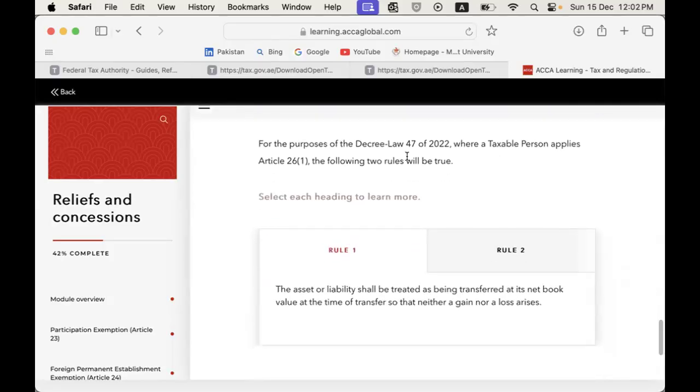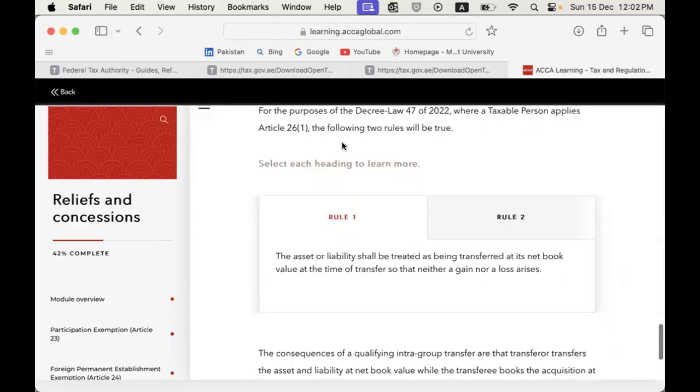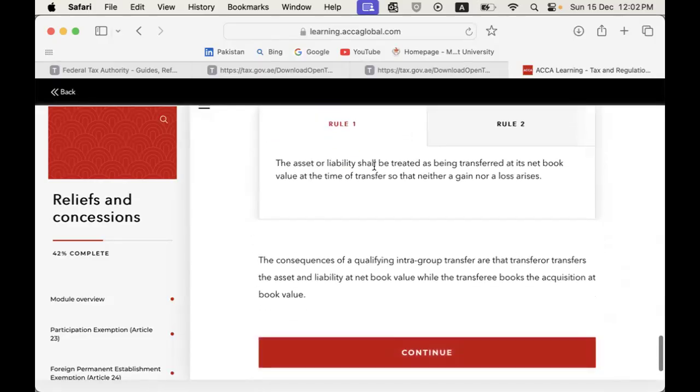For the purpose of the decree, where a taxable person applies Article 26, the following two rules shall be true. Rule 1: an asset or liability shall be treated as being transferred at its net book value at the time of transfer to the other.